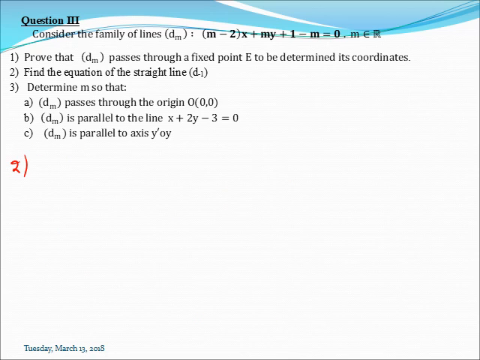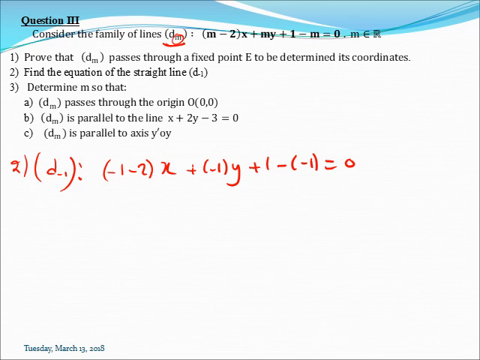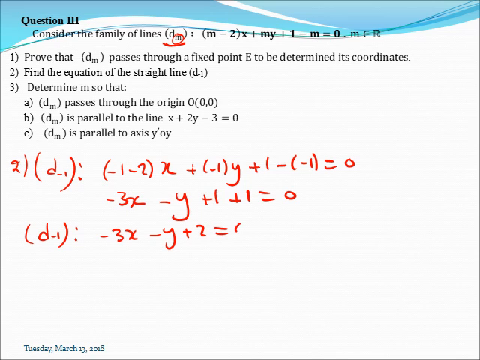Number 2. Find the equation of the straight line D minus 1. Family DM, substitute instead of m, minus 1. So minus 1 minus 2 x minus 1 y minus 1 equals 0. Minus 1 minus 2 is minus 3, so minus 3x minus y plus 1 plus 1 equals 0. So D minus 1 is minus 3x minus y plus 2 equals 0.